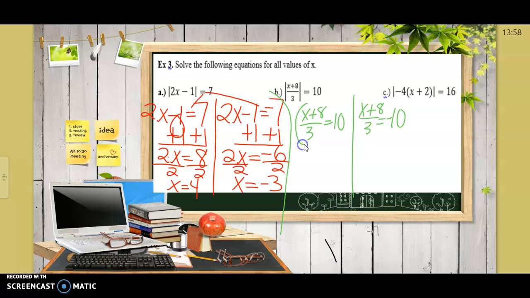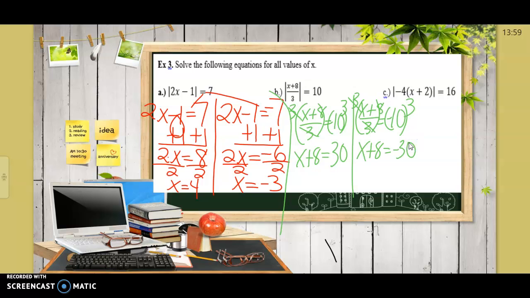Yeah, multiply by 3. Undo the fraction or division, which is multiplying by 3. I'm going to take care of both sides at the same time because, again, it's the same steps. You're just working with a different answer on the right. So cancel the 3's, x plus 8. Over on this side, it's +30. Over on this side, it's -30.